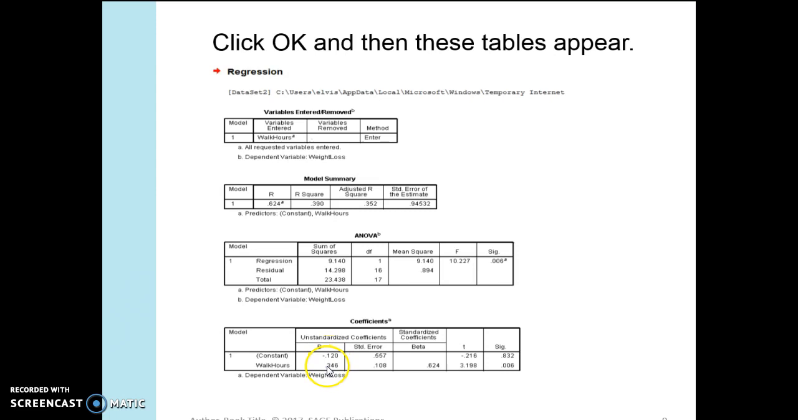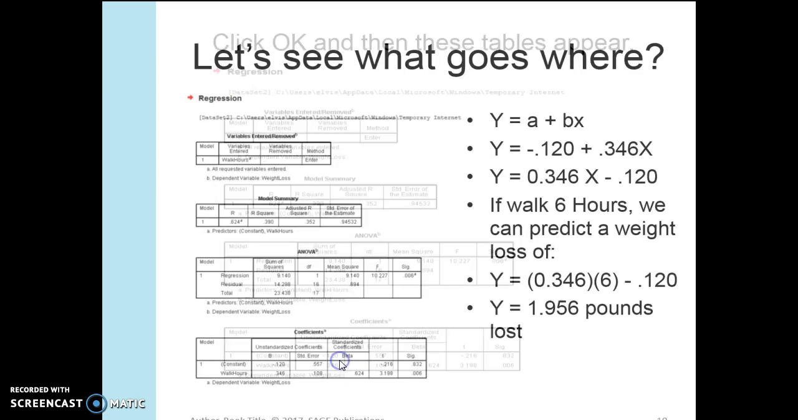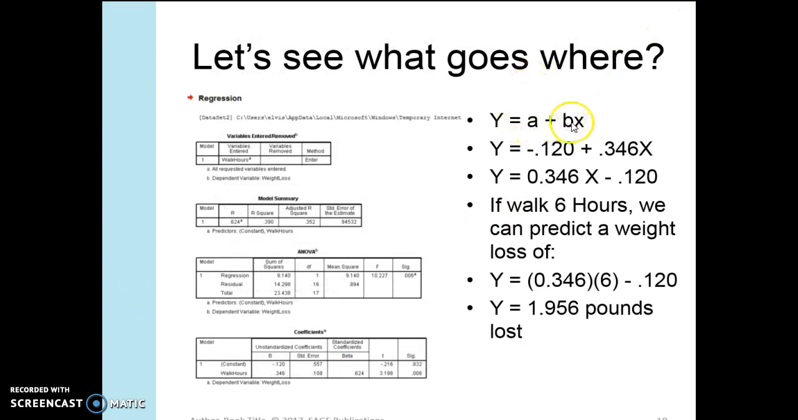And the next one is the coefficient of x. Let's see what that looks like. Here's the regression equation, and here are the values from this table down here. Let me find them here. Here they are, plugged in to this thing.